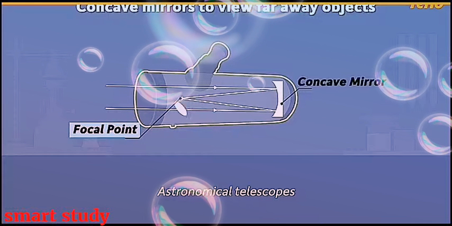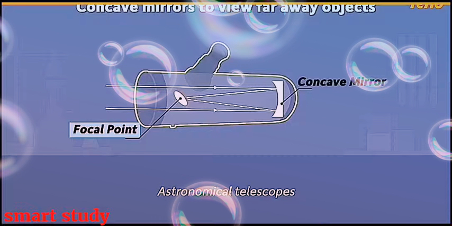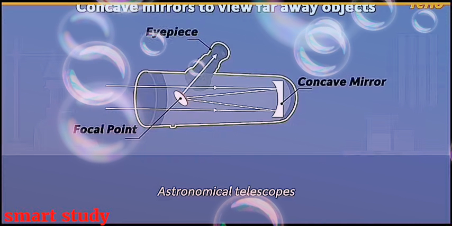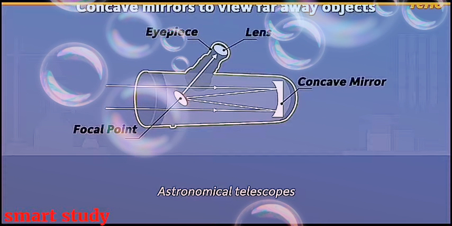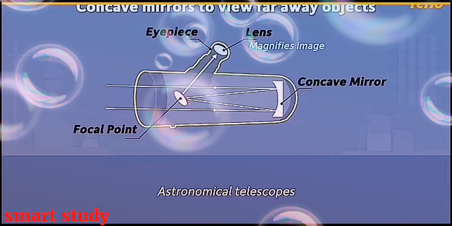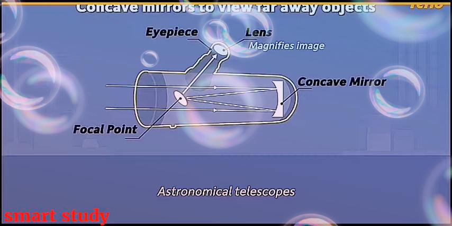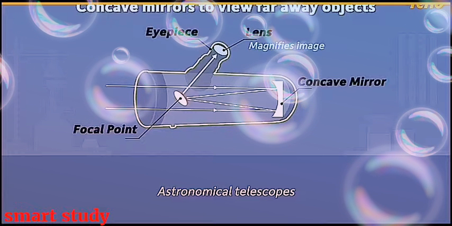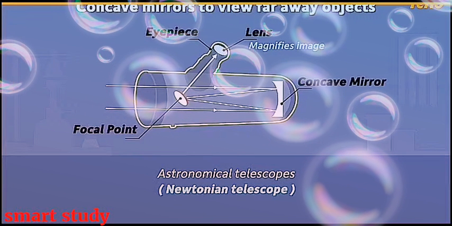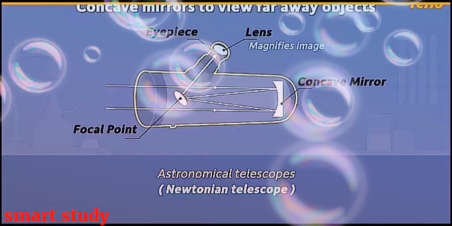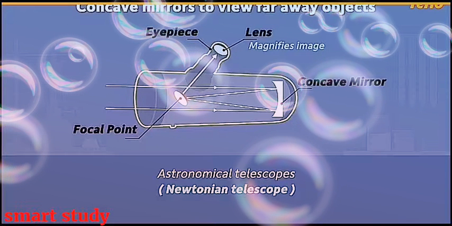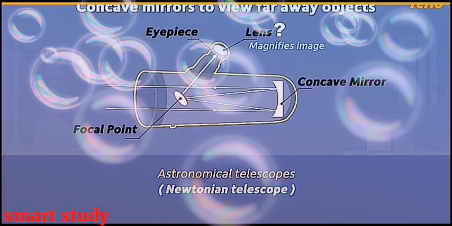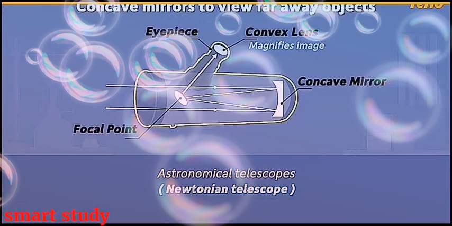The secondary mirror is then placed near this focal point. It's kept like this so that it can reflect the light upwards towards the eyepiece. And the eyepiece has a lens which then magnifies this image. This way we are able to see an enlarged image of a faraway object. This particular type of telescope is also called the Newtonian telescope, as it was Isaac Newton who first came up with this concept. Which is the lens used here near the eyepiece? The lens used here is a convex lens or converging lens.